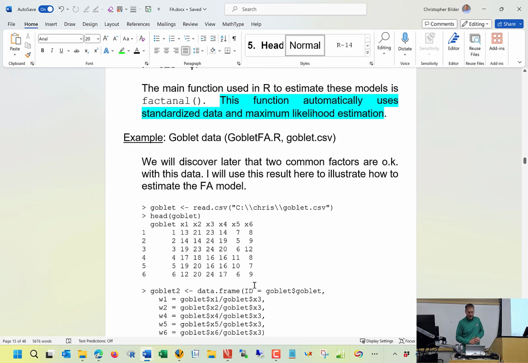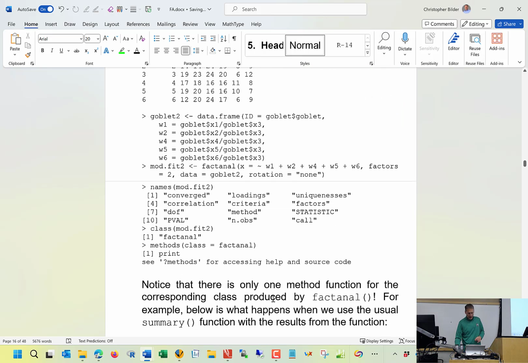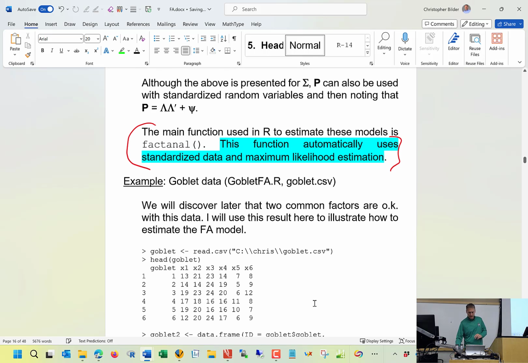Okay. Now, finally, after all that, we get to take a look at an actual data example. The main R function that people use to estimate these parameters and do other things with factor analysis is called factanal. This function automatically always uses standardized data, so you don't have to pass in the standardized values. It will automatically standardize the data for you, and it will automatically use maximum likelihood estimation.